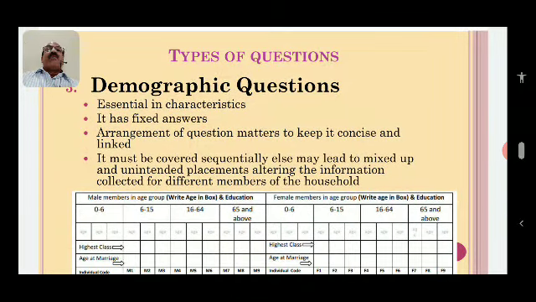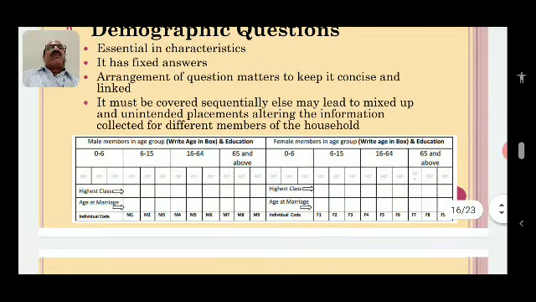Then demographic questions, which are very much essential to utilize as core as well as background information to analyze or understand the scenario or the theme. So these are all essential in their characteristics. It has fixed answers. Arrangement of questions matters to keep it concise as well as linked. Let me show how it is done here.